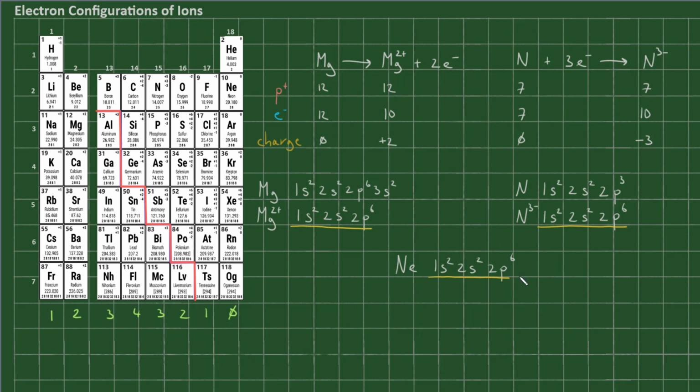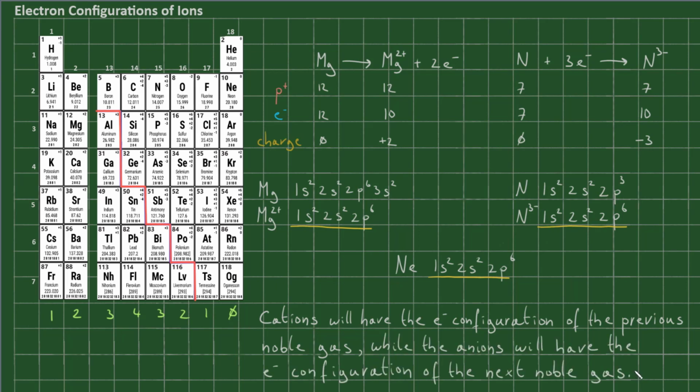The general trend in the periodic table is that the cations will end up with the electron configuration of the previous noble gas, while the anions will end up with the electron configuration of the next noble gas. In this case, the nitrogen anion ended up with the electron configuration of the next noble gas, which is neon, and the magnesium cation ended up with the electron configuration of the previous noble gas, which is also neon.